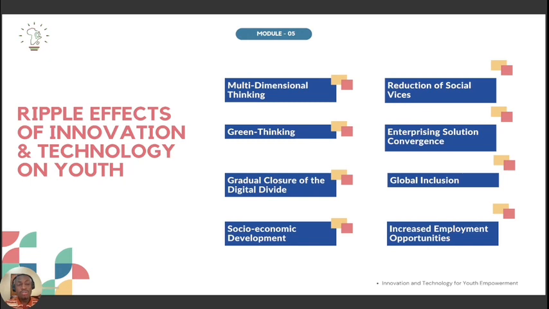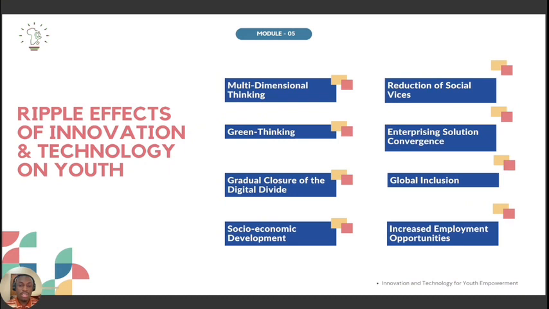Now, what are the ripple effects of innovation and technology on youth? The first thing is that it creates a multi-dimensional kind of thinking. It opens the minds of the young people to thinking at a very high frequency, right? So it also reduces social vices. It fosters green thinking because people are now thinking in terms of green energy and reducing pollution, right? It also fosters enterprising solution convergence.